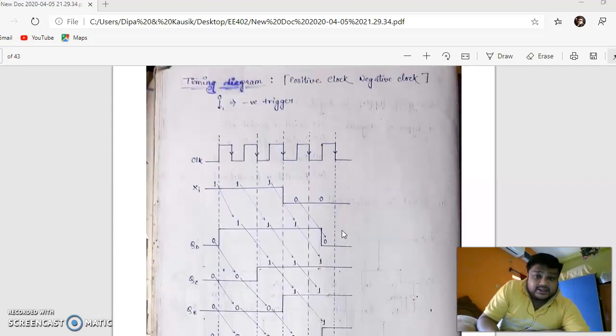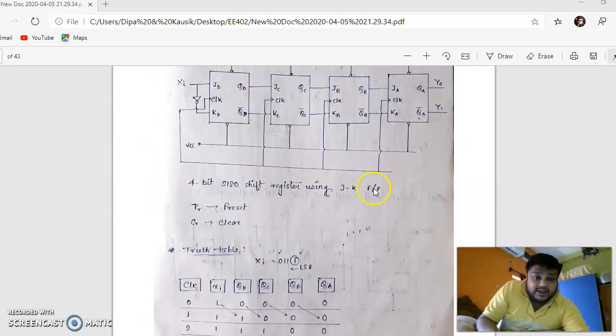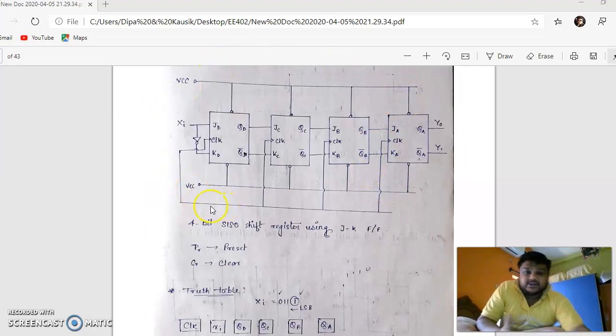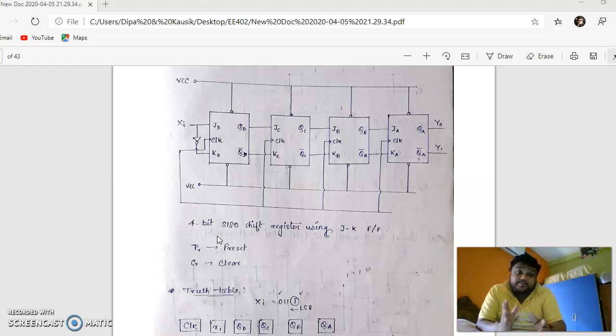In this circuit, there is mainly one disadvantage. As we get the present input bit by bit, the previous output is destroyed.